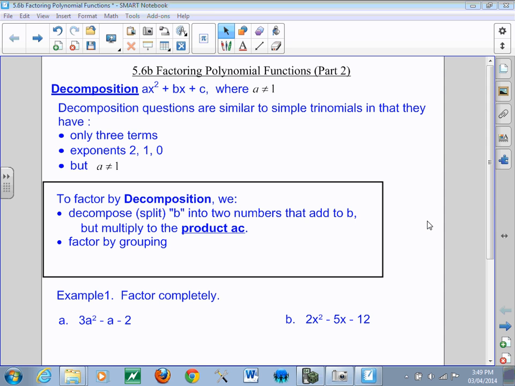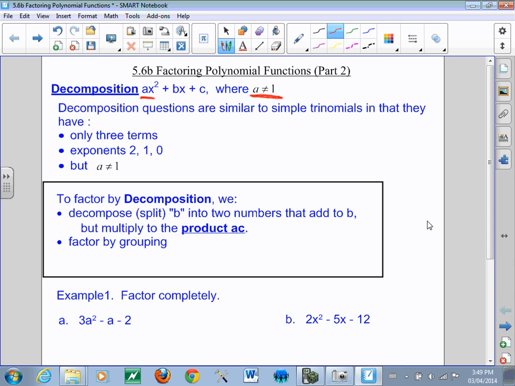Today we're going to focus on decomposition. Last class we did what was called simple trinomial factoring, where a was equal to 1, but for decomposition you've got to be careful here because a does not equal 1. So we have to do things a little differently.